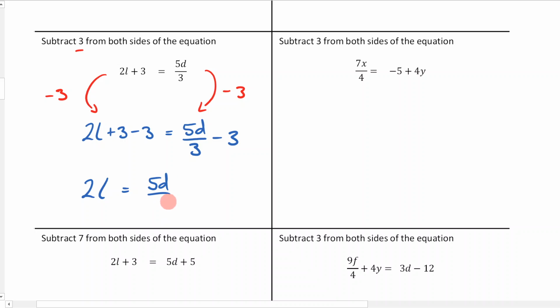And on this side, I just leave it exactly like that: 5d over 3 minus 3. And that's how I leave my answer, just like that. Let's keep on going now.